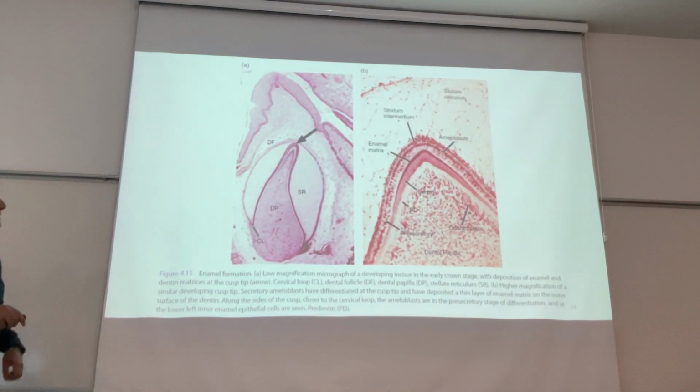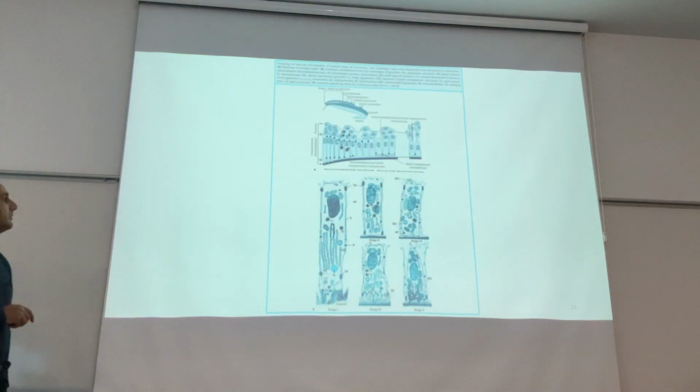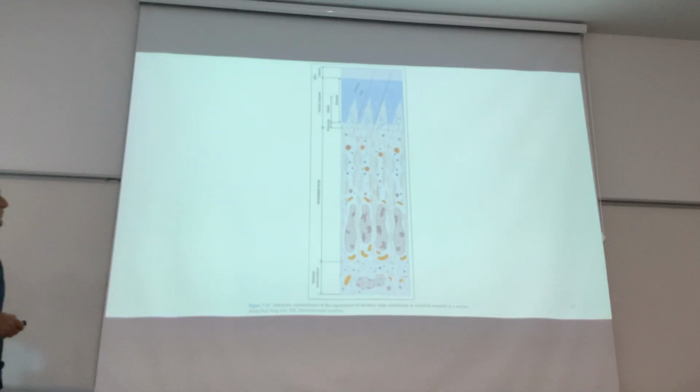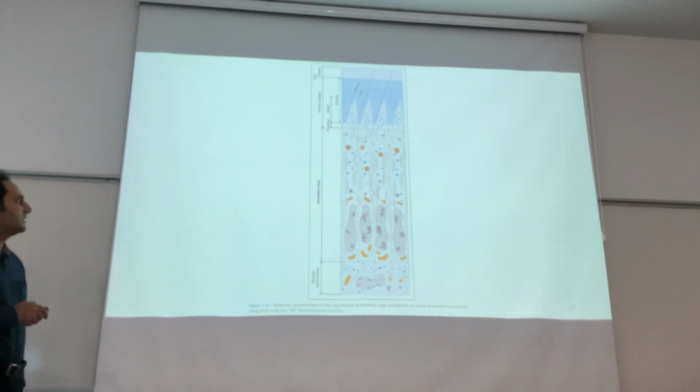Here you can see enamel matrix. In this part we have dentin. Here this white area is our predentin, and these cells are our odontoblasts. What is the name of these cells? Ameloblast. Okay. Again, you can see the same things, different stages, we talked about that. Here you can see the Tomes process and production of rods and interrods.